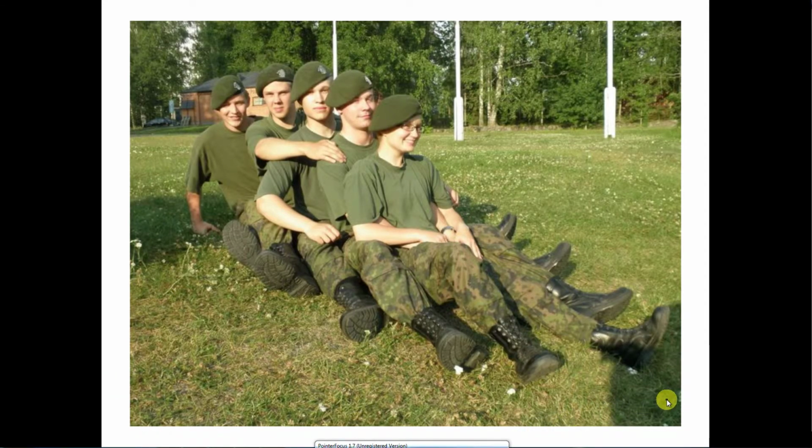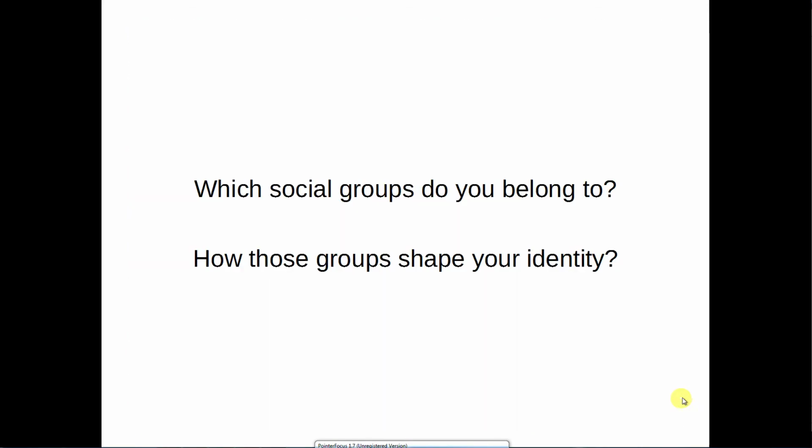Social groups affect our concept of ourselves and our self-esteem. The most affecting group experience I had was my year in the Finnish Defence Forces. A big part of my social identity is constructed on those experiences. For the end of my video, I would want you to consider the following questions: which social groups do you belong to, and how do those groups shape your identity?